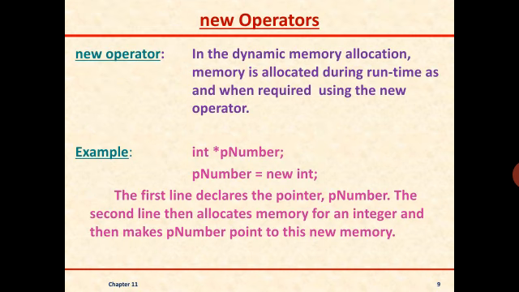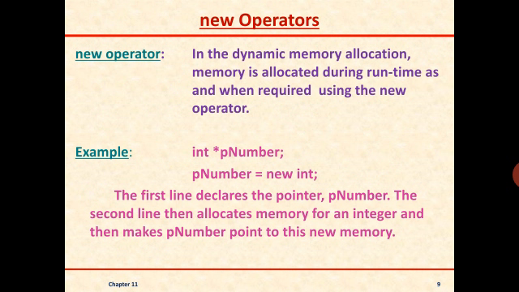Now let us understand two important operators: the new operator and the delete operator. We will be using these operators when we are dealing with pointers. The first one is the new operator. In dynamic memory allocation, memory is allocated during runtime, as and when it is required. But how is it allocated? By using the new operator. So we know that for the pointer, memory is allocated during runtime, and it is allocated by using the new operator.